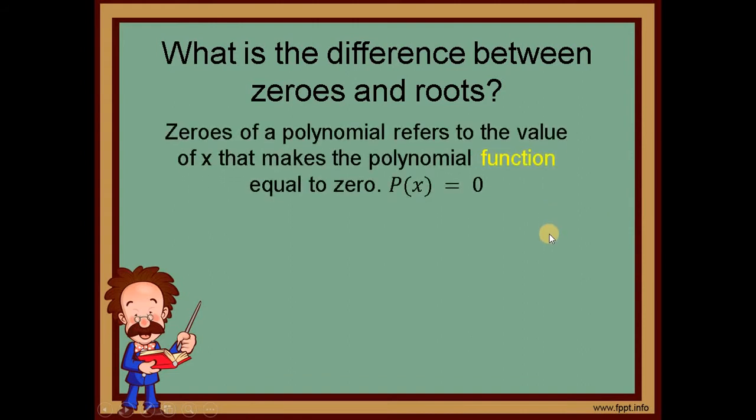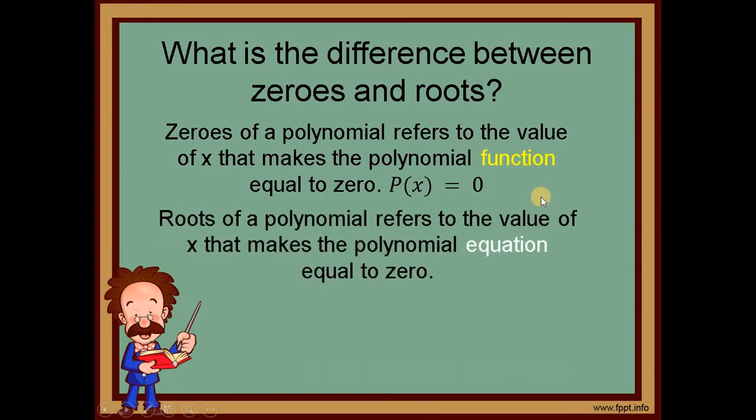When we say zeros of polynomials or polynomial function, this refers to the value of x that makes the polynomial function equal to 0. Or simply, p of x or q of x or f of x must be equal to 0. What are roots? Roots of a polynomial refer to the value of x that makes a polynomial equation equal to 0. So technically, zeros refer to a function, whereas roots refer to an equation. But again, the two are almost the same.